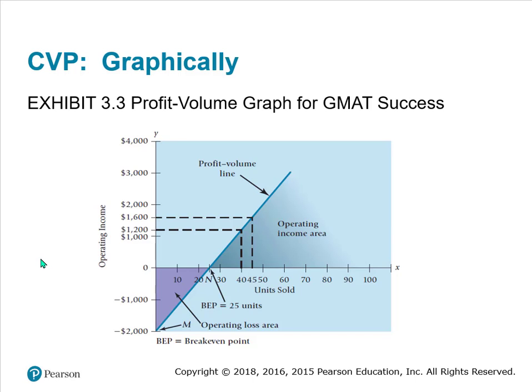So a PV graph shows how changes in the quantity of units sold affect operating income. And this exhibit is the PV graph for GMAT success, where fixed costs are 2,000. Okay, that makes more sense because that's 2,000. The selling price is 200 and variable cost is 120. I don't know where they get 120 for the GMAT. Of course, the price is coming down now, I think, because people aren't taking it. And this is all profit. So once you get your fixed costs covered, then all that contribution margin goes to the bottom line.